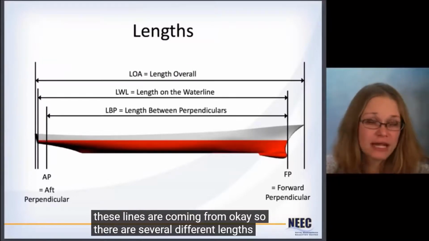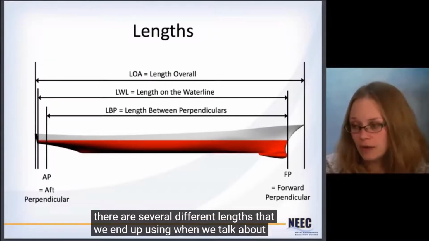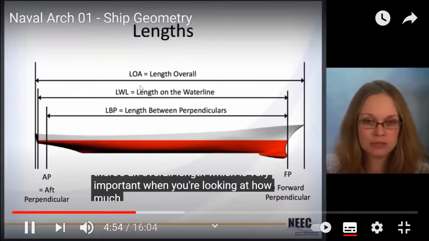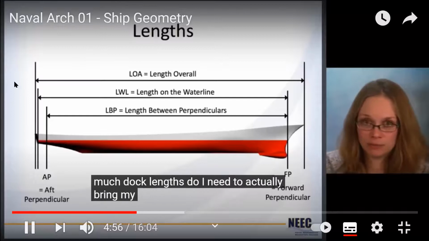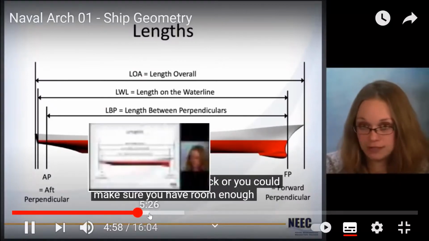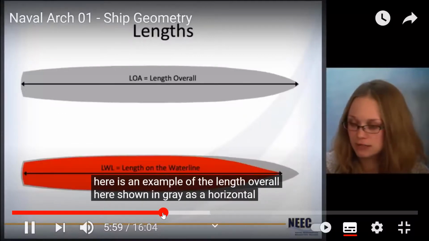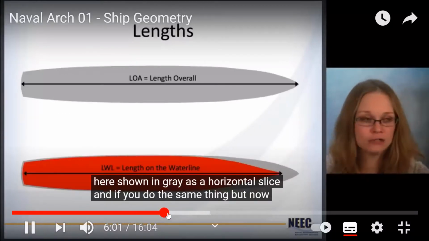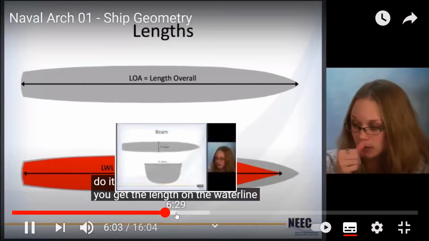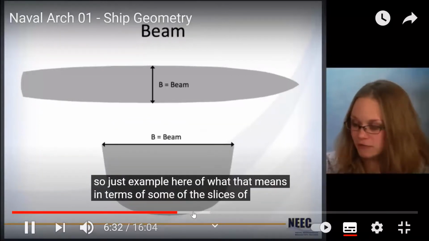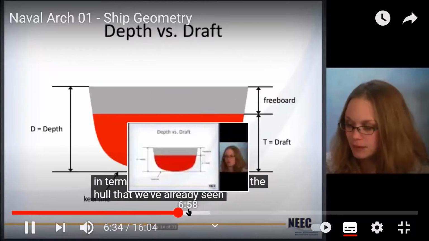Okay, so there are several different lengths that we end up using when we talk about ships. There's an overall length, which is very important when you're looking at how much dock length do I need to actually bring my ship up to a dock, right? You got to make sure you have room enough for the entire ship. But when you're looking at this ship in a horizontal slice, and if you do the same thing, but now you do it on the waterline, you get the length on the waterline. So you can see an example here of what that means in terms of some of the slices of the hull that we've already seen.